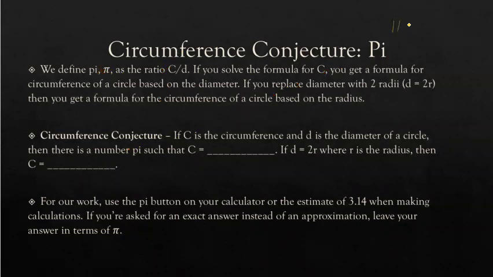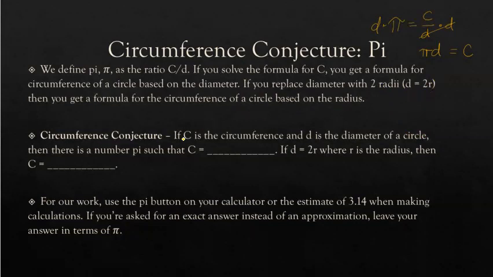If pi is equal to C over D, and we want to solve for C, then we're going to multiply by D on both sides. That would cancel it out over here, and we would have that the circumference is equal to pi D or D pi. If you were to replace the diameter with 2 radii, meaning the diameter is equal to 2r, then you would get a formula for circumference of the circle based on the radius.